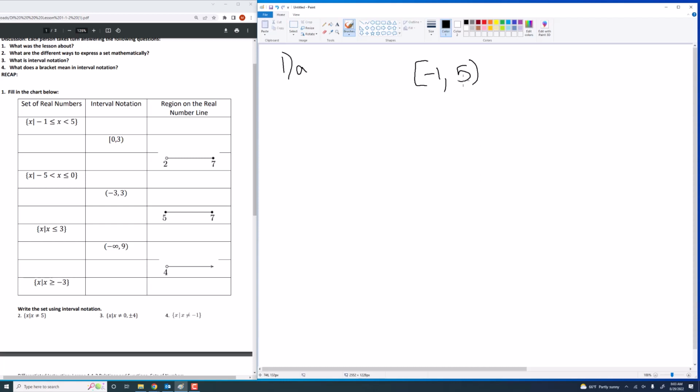And then the region on the number line, so this is going to be -1, this is going to be +5, closed circle, open circle, and shade that.